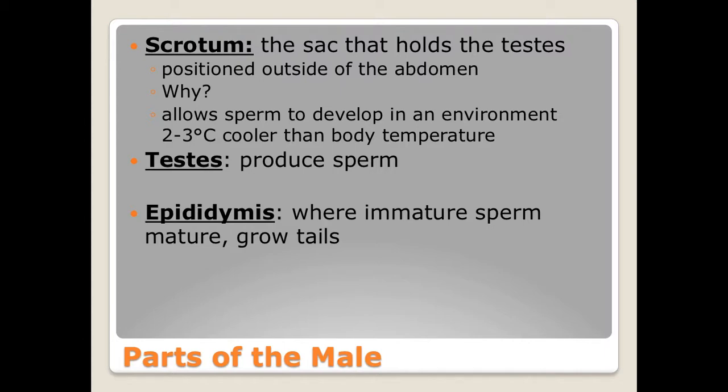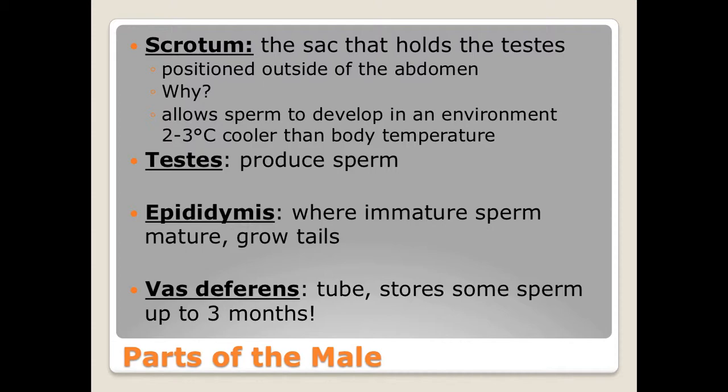The epididymis is just a little tube that leads away from the testes. Immature sperm are going to go from the testes into the epididymis. This is where they're going to mature. That's actually where they grow their tails. And then the sperm are going to go on to the vas deferens, which is just an extension of that tube. And the sperm are just going to hang out here until they're needed. So sperm can be stored in the vas deferens for up to 3 months.